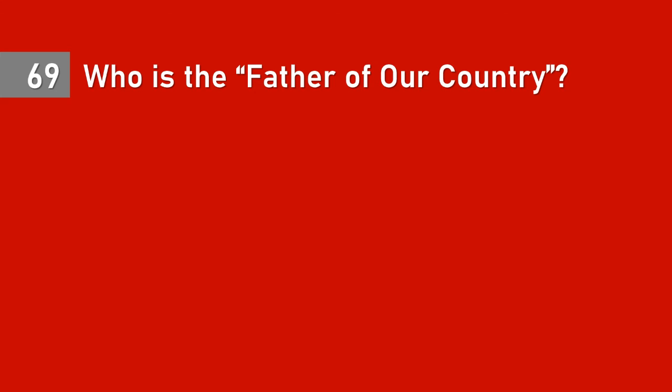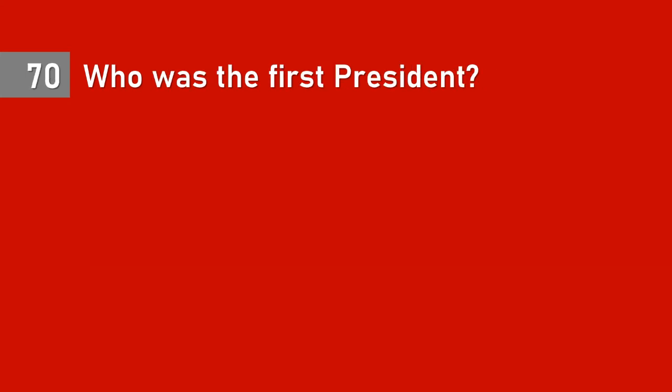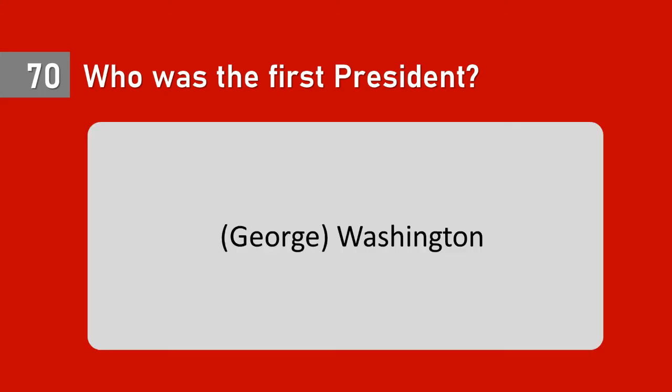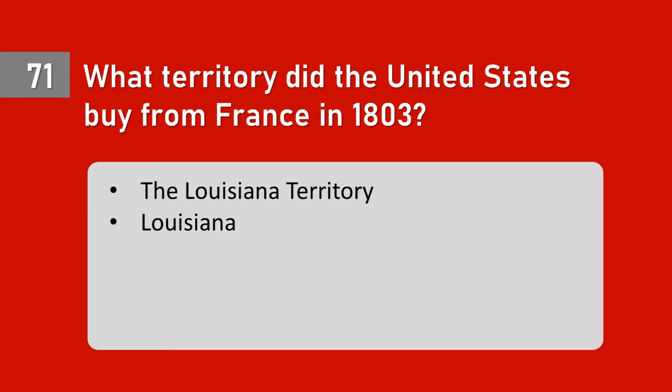Question 69. Who is the father of our country? George Washington. Question 70. Who was the first president? George Washington. Section B, 1800s. Question 71. What territory did the United States buy from France in 1803? The Louisiana Territory, Louisiana.